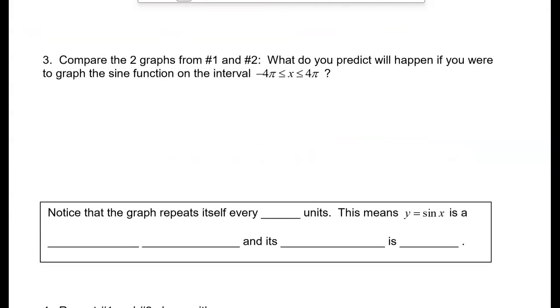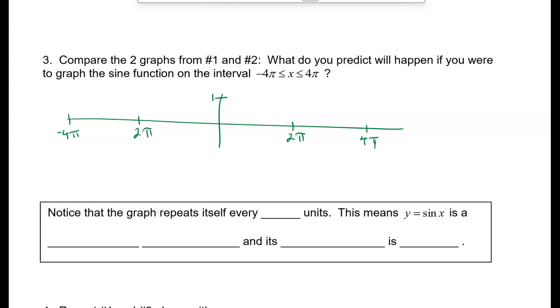If you are looking at graphs 1 and 2, what do you predict will happen if I go to the graph of the sine function and I go, all right, we're not going from negative 2 pi anymore to 2 pi. I'm going all the way. We're changing it. So this is at negative 4 pi. This would be at negative 2 pi. Over here would be at 2 pi. And this would be at 4 pi. I'm going to put this at a 1. This is at negative 1. What would you think it would look like?